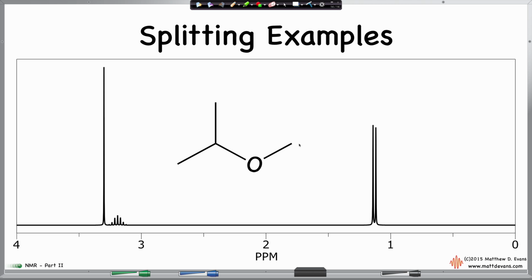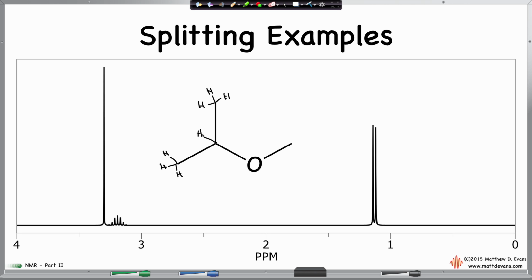So here's the analysis. Let's start on this side. So there's hydrogen, hydrogen, hydrogen, and 3 more down here. Remember, all 6 of these hydrogens are the same signal. They're magnetically equivalent, so they show up as one signal in the NMR spectrum.